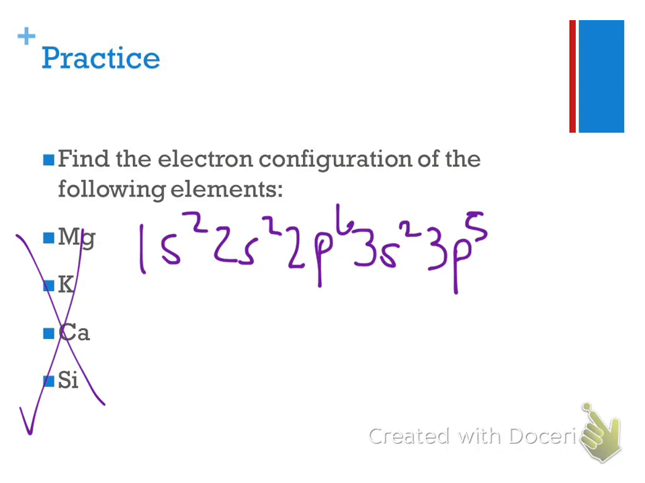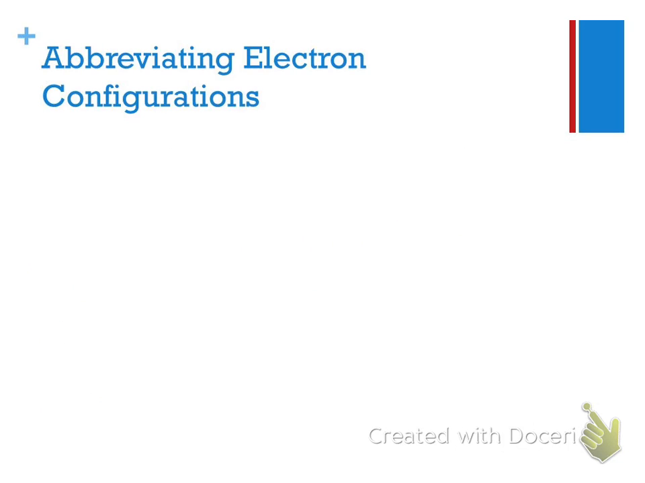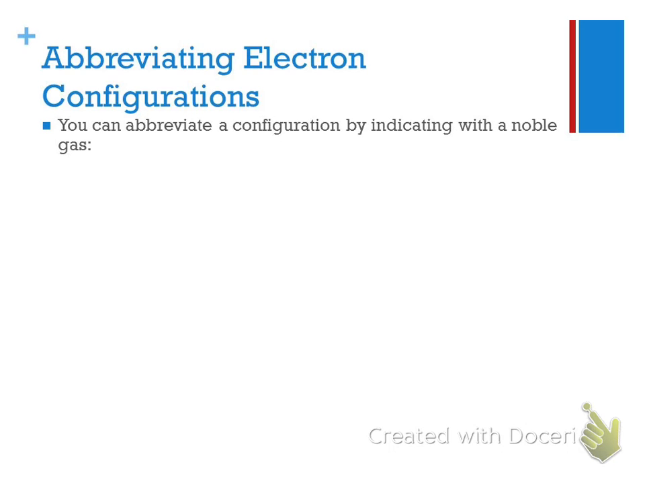So you really are only looking at the last portion of that, the very last section. Assuming that everything else was done correctly up to that point, you can really only look at the last couple of those to see what your final orbitals are. So that's what we're going to look at next, how we can abbreviate these electron configurations a little bit more. We have a way to shorten them down and condense them.